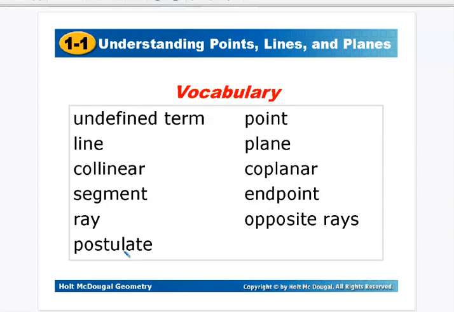Okay, vocabulary terms. Here we have undefined term, line, collinear, segment, ray, postulate, that'll be a new one. Point, I'm sure you've heard of. Plane, and not an airplane. Okay. Coplanar, endpoint, and opposite rays. Okay, we'll go through and get some better definitions for these, maybe add a little bit to what you've known in the past.